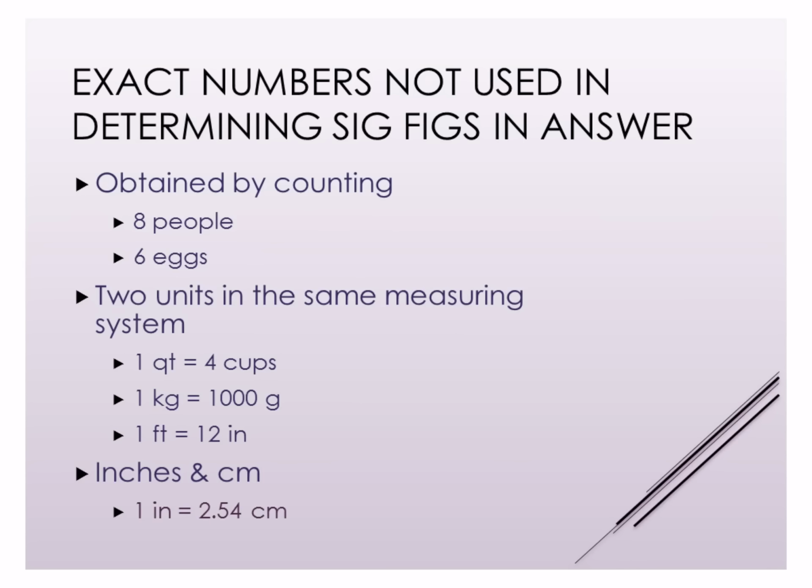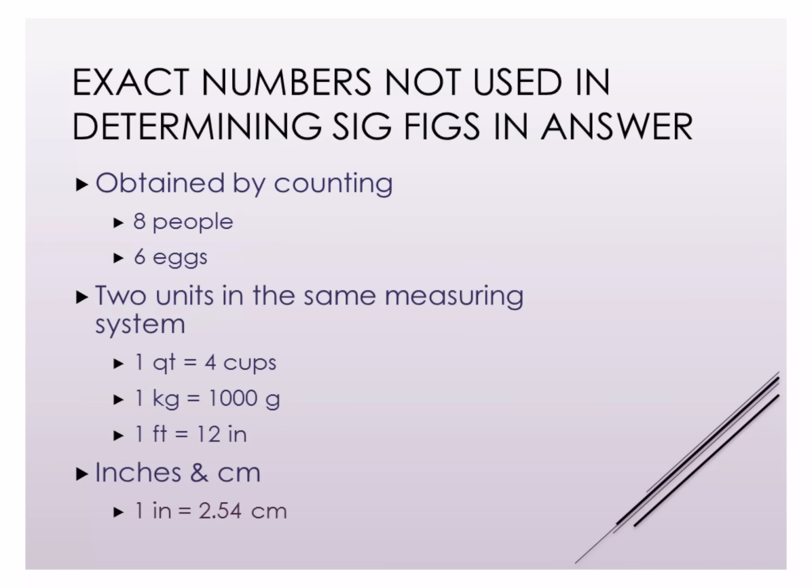The other thing is that when we have 2 units in the same measuring system, so 1 quart is exactly 4 cups. That's its definition, and those are exact numbers. 1 kilogram is 1,000 grams. Again, exact numbers. We don't look at those. 1 foot, 12 inches, and there are others.